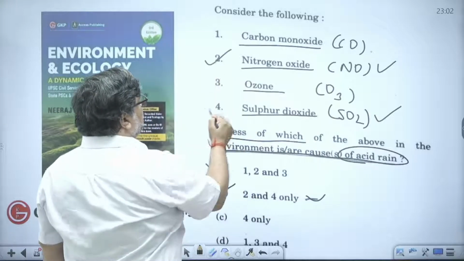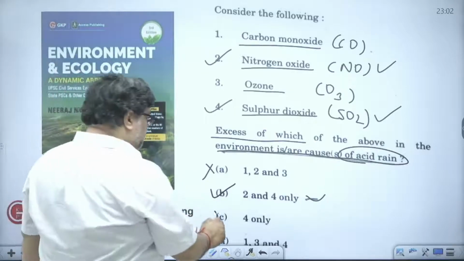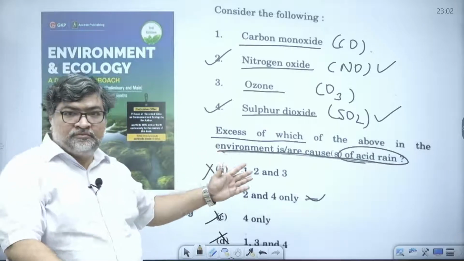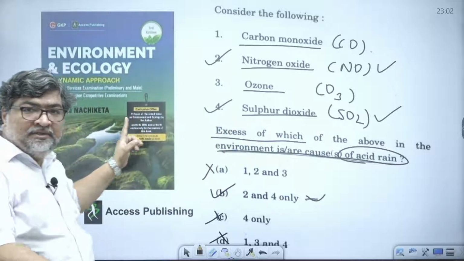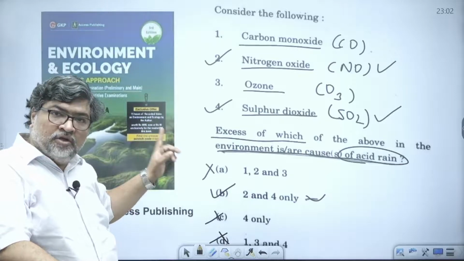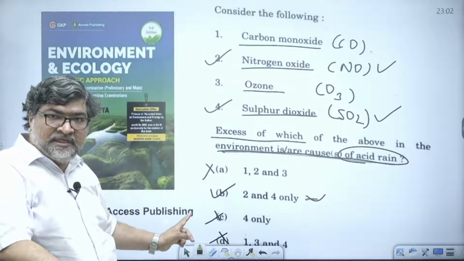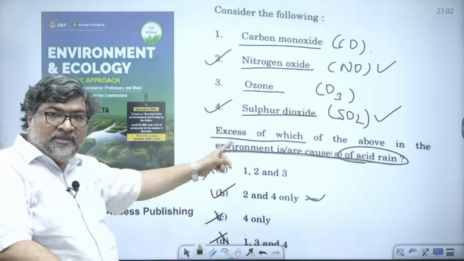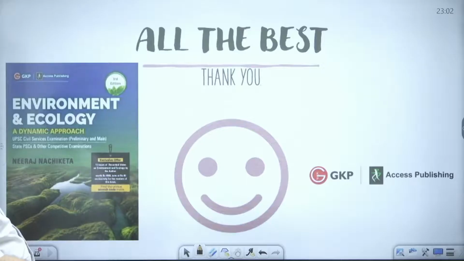2 and 4, nitrogen oxide and sulfur dioxide, right? C, 4 only is wrong, D, 1, 3, 4 are wrong. It's a very direct, straightforward question. So oxides of nitrogen and sulfur dioxide. And I have given in the textbook acid rain, impact of acid rain, all these are given in the book there. Right, with a simple question asked in the exam, the answer will be here B, 2 and 4 only. Oxides of nitrogen and sulfur dioxide. Right, this forms the acid rain impact there.